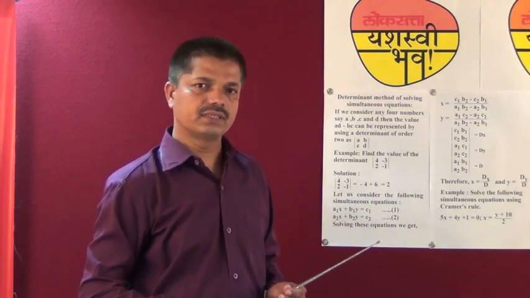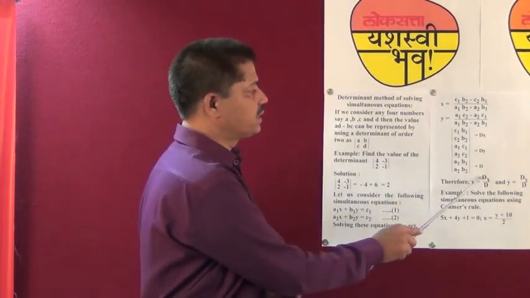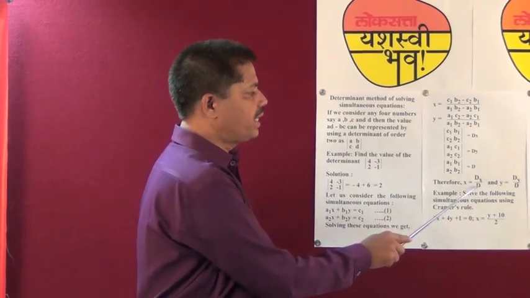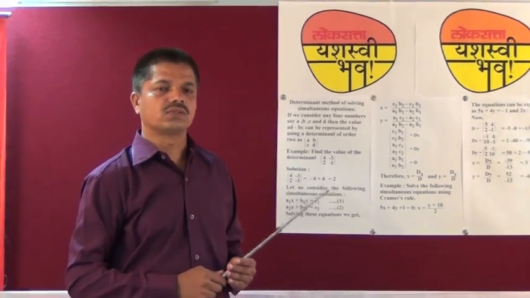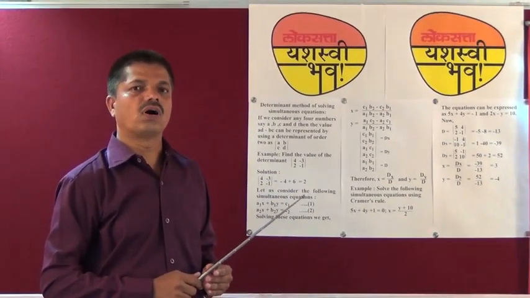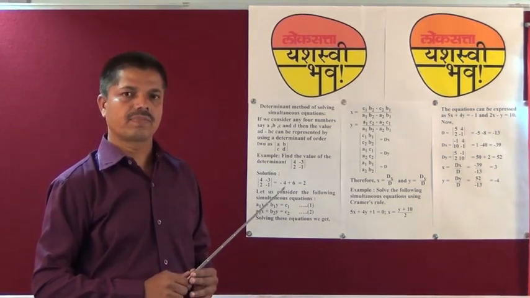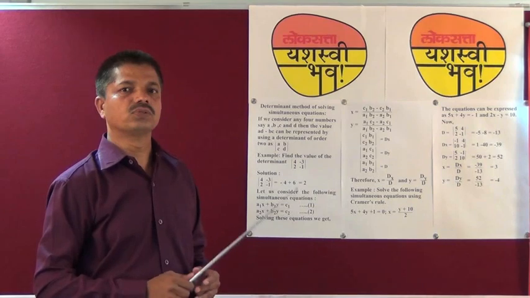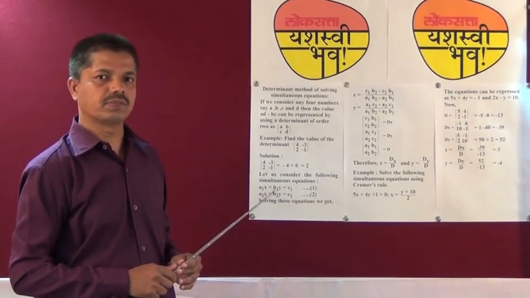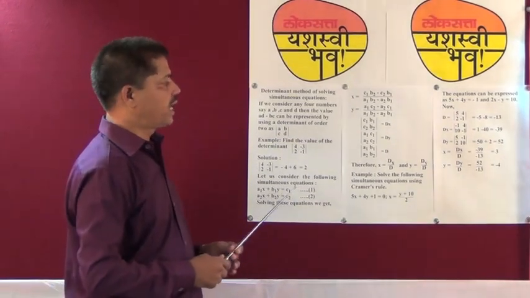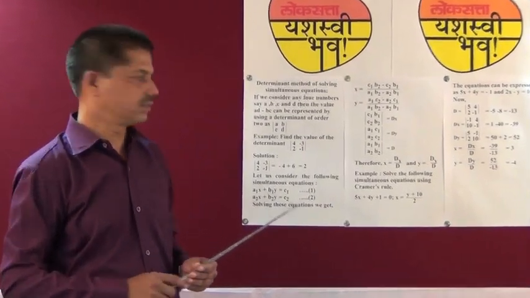If you use this method for solving the simultaneous equation by using the determinants Dx, Dy and D and find the solution of the simultaneous equation, we are using the method of solving the simultaneous equation by determinant method. This method is also called Cramer's rule. Let us now see an example for solving the simultaneous equation by determinant method.